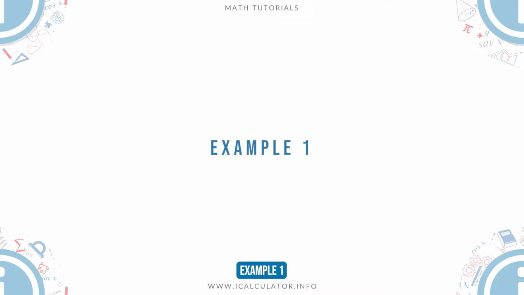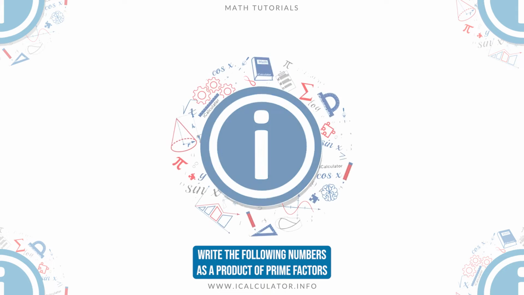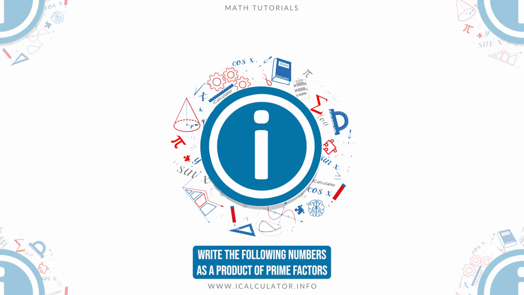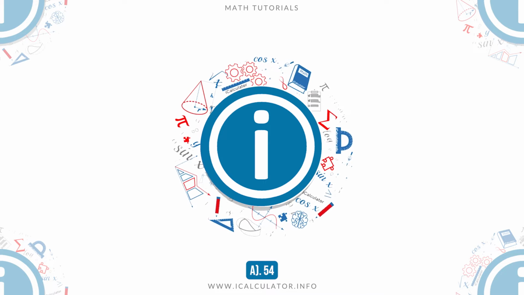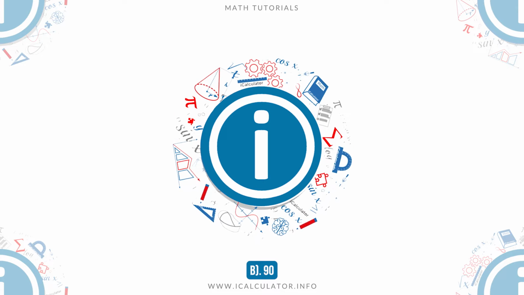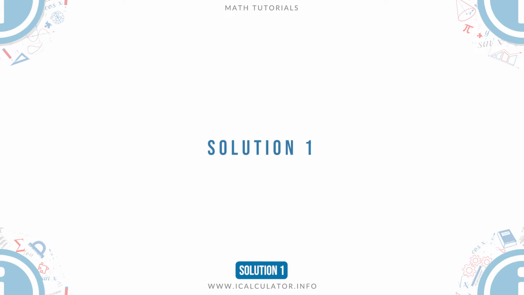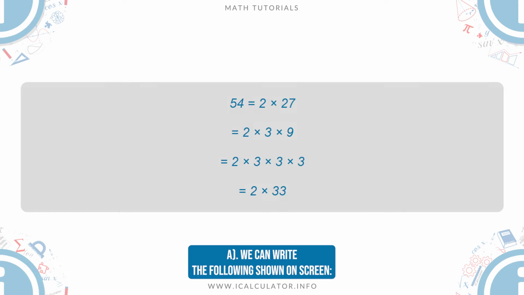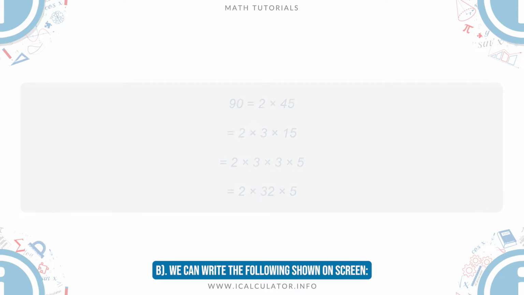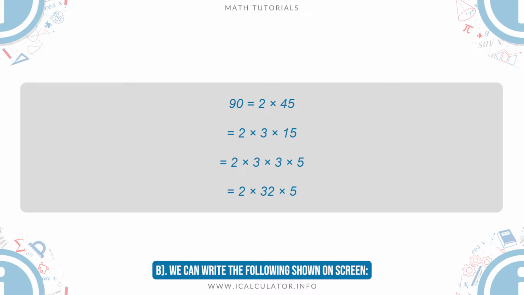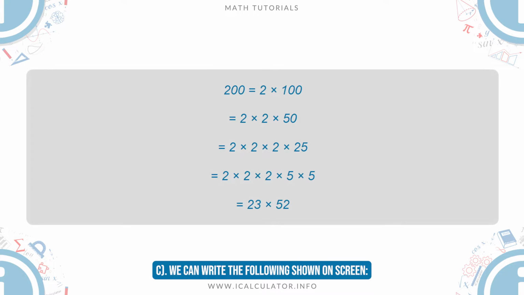Example 1. Write the following numbers as a product of prime factors. A. 54. B. 90. C. 200. Solution 1. A. We can write the following shown on screen. B. We can write the following shown on screen. C. We can write the following shown on screen.